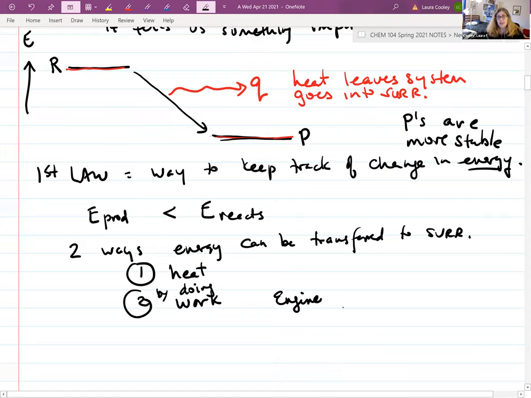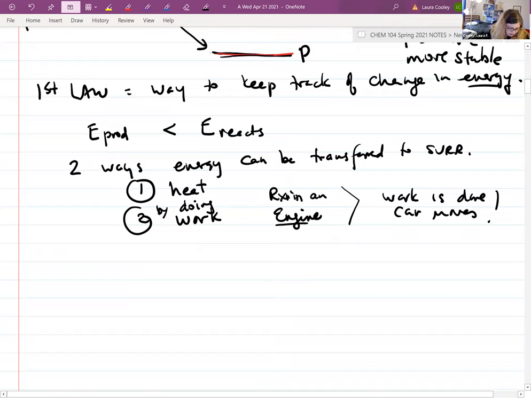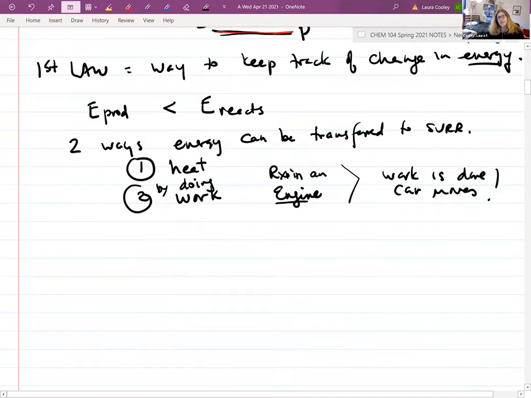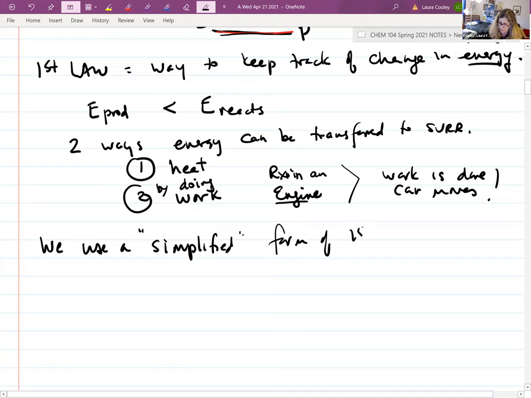It pushes those pistons, which drive, you know, I don't know, all the parts of the car, the camshaft or something like that. But anyway, if this is a reaction in an engine, then work is done. The car moves. And this is a big part of chemistry, and it's a very important thing. But at this stage, we like to ignore the work, okay? And we do that by using a sort of simplified form of the first law. And we do this so that we don't have to worry about this work, at least not yet.